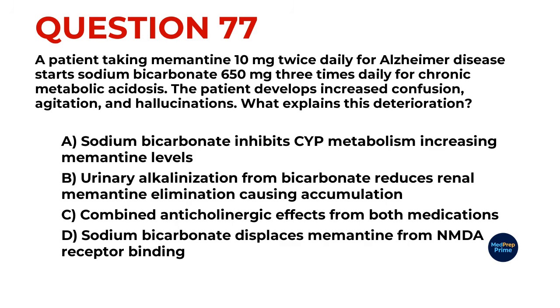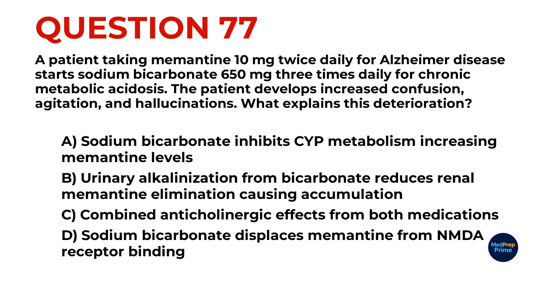A patient taking memantine 10 mg twice daily for Alzheimer's disease starts sodium bicarbonate 650 mg 3 times daily for chronic metabolic acidosis. The patient develops increased confusion, agitation, and hallucinations. What explains this deterioration?